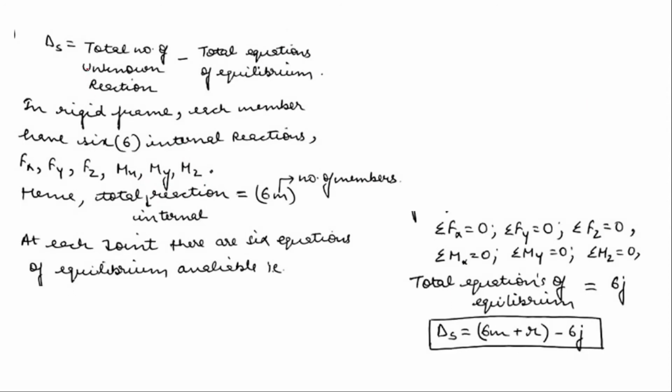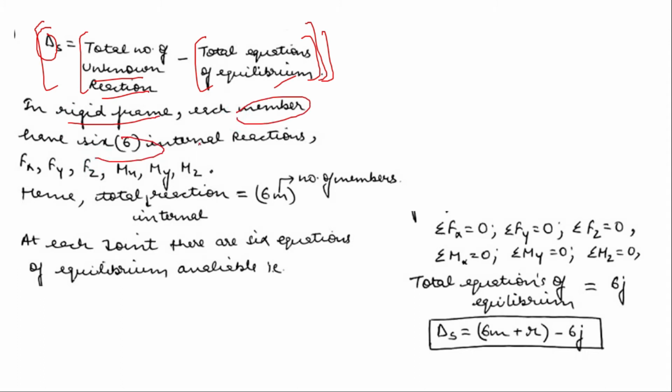So first let's see what is degree of static indeterminacy. Degree of static indeterminacy is indicated by the term Ds, and it is equal to the total number of unknown reactions in a structure minus the total number of equations available for equilibrium. Then we should see that in a rigid frame, each member has 6 internal reactions, and what are they? Fx, Fy, Fz, Mx, My and Mz. Suppose this is a structure and these are its members. So each and every member will have 6 internal reactions.